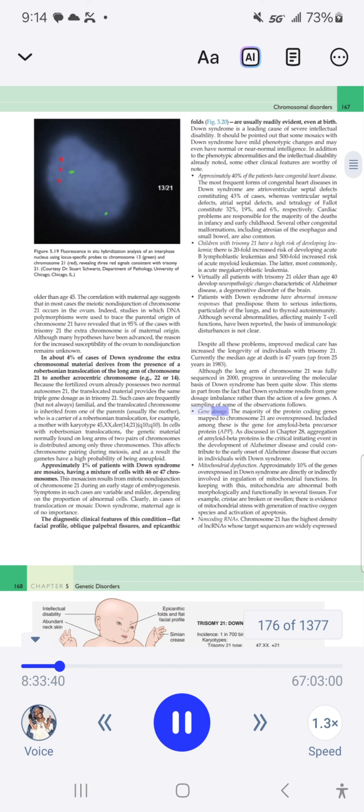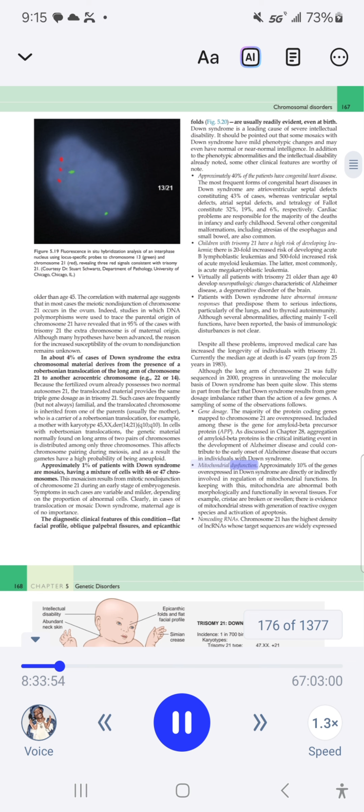Gene dosage. The majority of the protein coding genes mapped to chromosome 21 are overexpressed. Included among these is the gene for amyloid beta precursor protein, APP. As discussed in Chapter 28, aggregation of amyloid beta proteins is the critical initiating event in the development of Alzheimer's disease and could contribute to the early onset of Alzheimer's disease that occurs in individuals with Down syndrome.